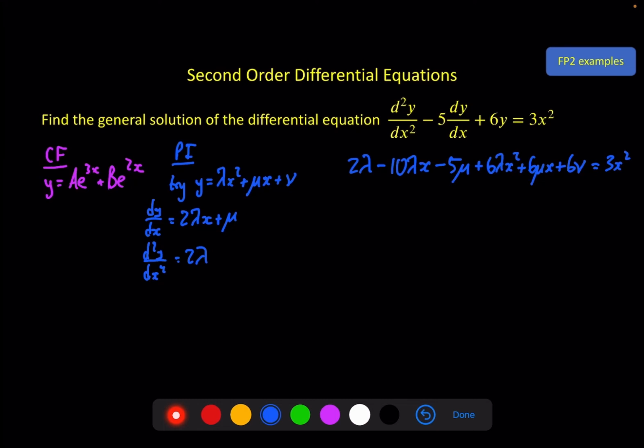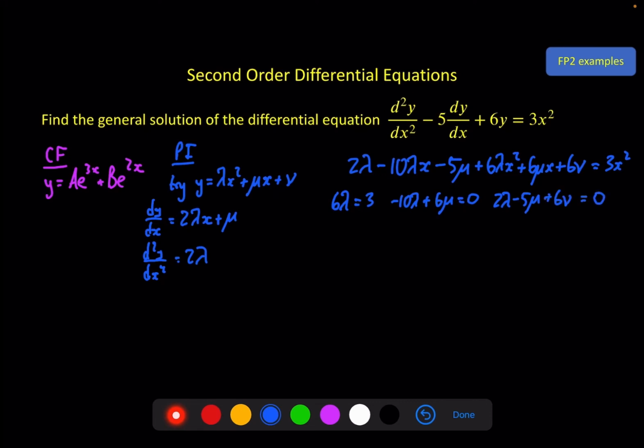Now we equate our coefficients. We've got 6λx² must equal 3x², so 6λ must equal 3. That's a nice one. And then our x's, we've got 0 x's on the right hand side. We've got minus 10λx plus 6μx, so that has to equal 0. And we've got a 0 constant on the right hand side as well, so 2λ minus 5μ plus 6ν must equal 0.